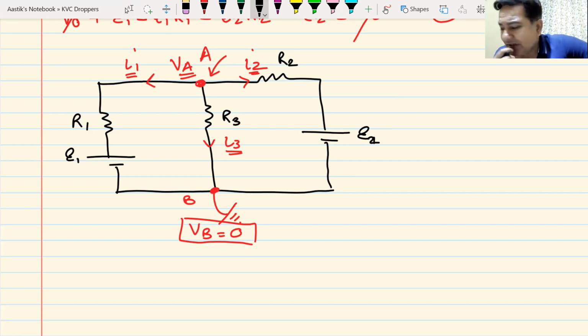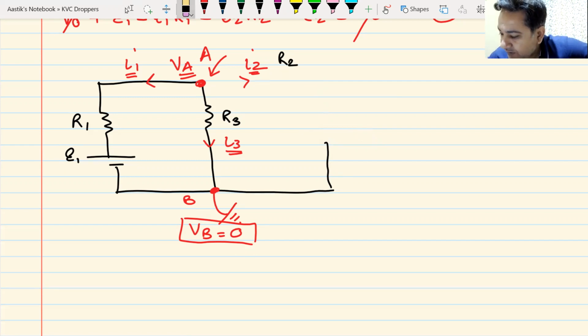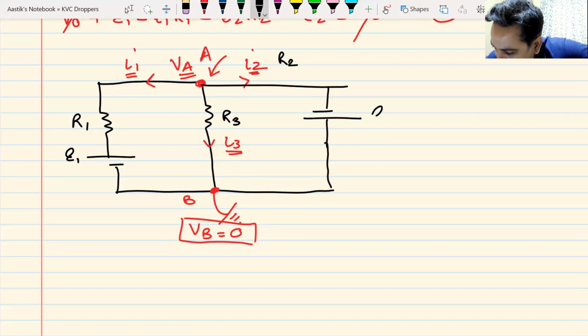Now, does it make any difference if I just change the orientation of E2? If I make E2 like this, does it make any difference? Does it change anything? Or does the answer remain the same? Change, sir. What will be the change? Negative sign will come.